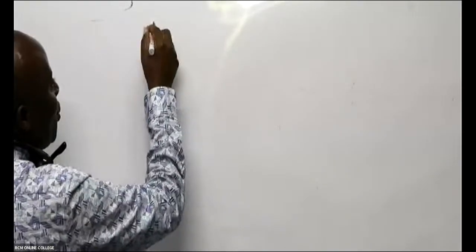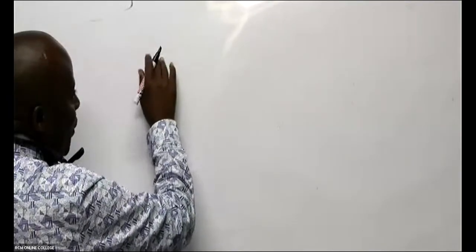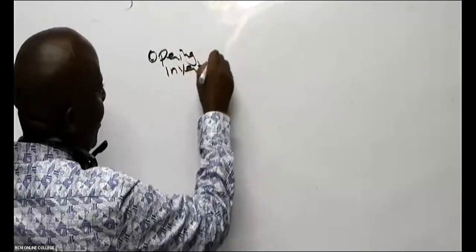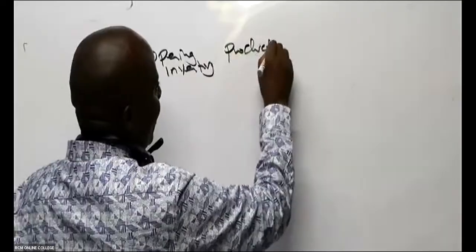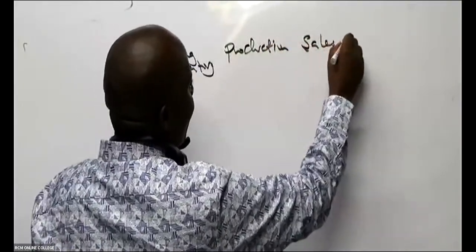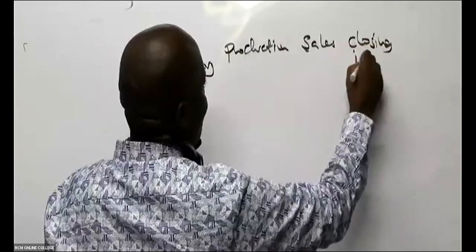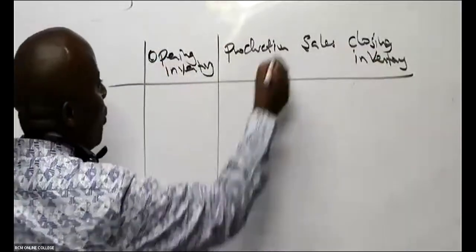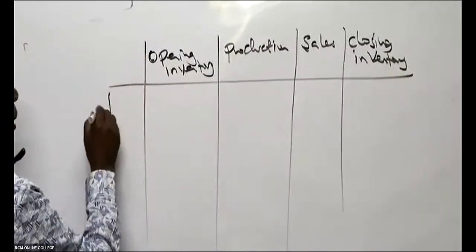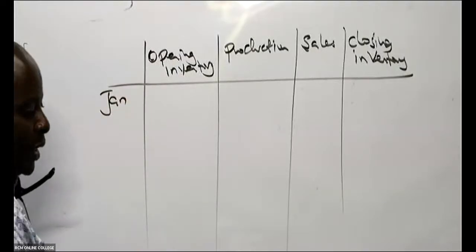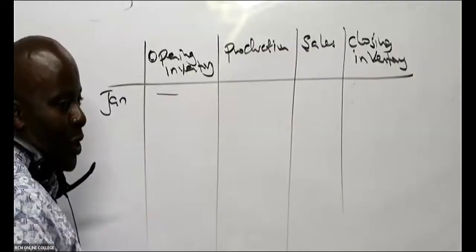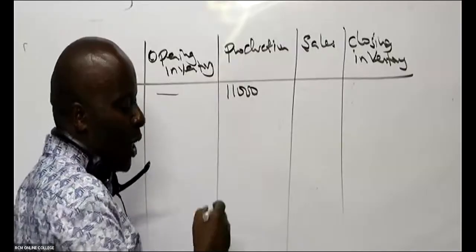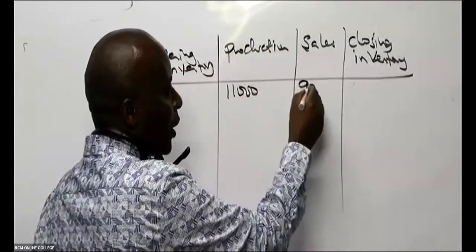So we have here inventory. It's very important for you to get inventories. We have opening inventory, production, sales, then closing inventory. We start with the month of January. In January, I can see evidently that there wasn't any opening inventory. We did produce 11,000. Is that okay? And then we sold how many from the question? So then how many were left as closing?